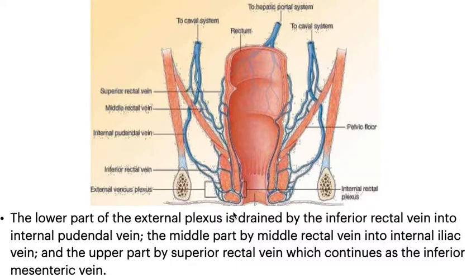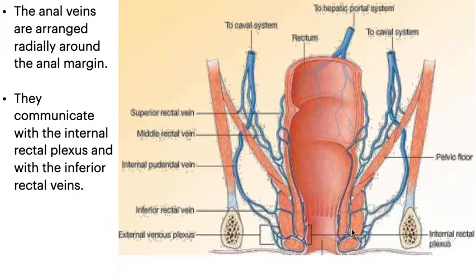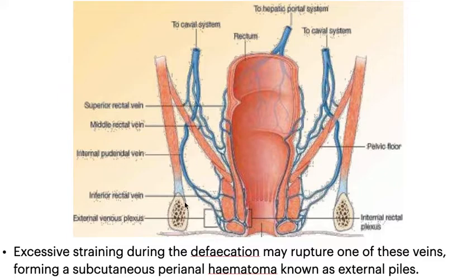The lower part of the external plexus is drained by the inferior rectal vein into the internal pudendal vein, the middle part by the middle rectal vein into the internal iliac vein, and the upper part by the superior rectal vein, which continues as the inferior mesenteric vein. The anal veins are arranged radially around the anal margin and communicate with the internal rectal plexus and with the inferior rectal veins. Now, excessive straining during defecation may rupture one of these veins, forming a subcutaneous perianal hematoma known as the external piles.